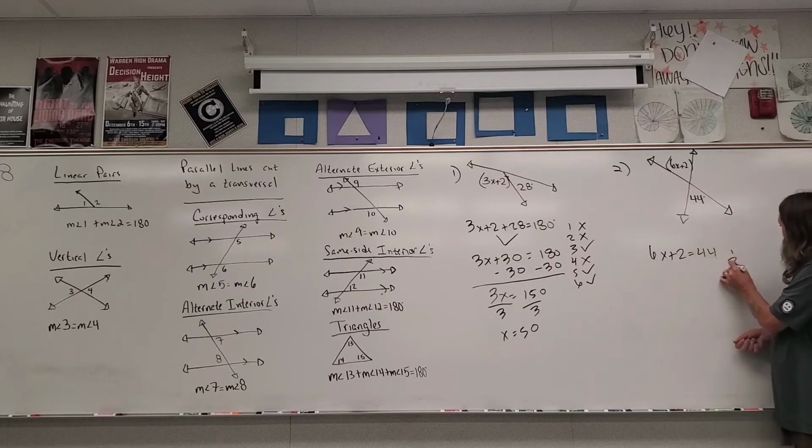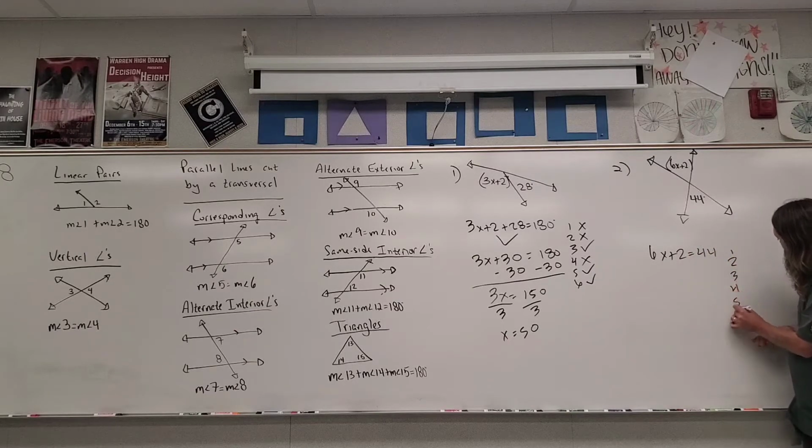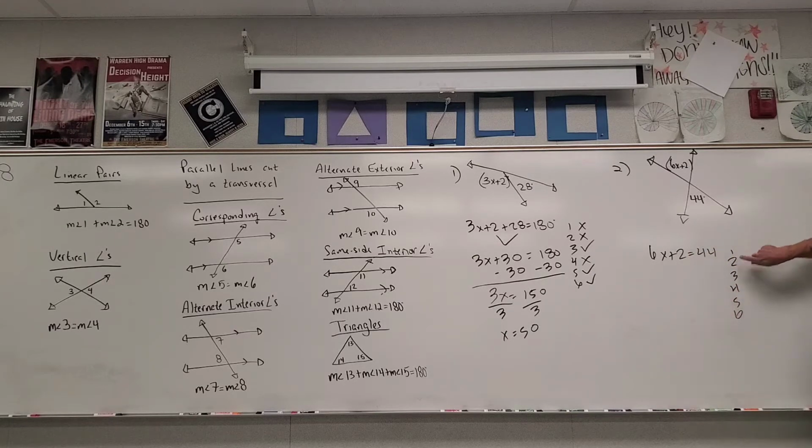All right, again, we get to our 6 steps. Can I eliminate a fraction? No. Can I distribute? No. Can I combine like terms on each side of the equal sign? Nope. And nope. Are all my x's on one side? Yes, they are, so I can't do that.